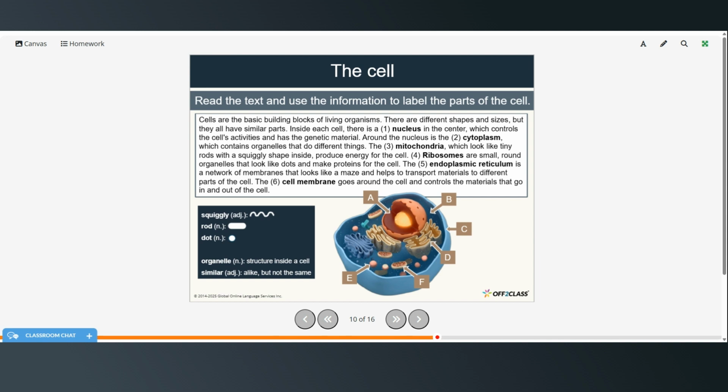The mitochondria, which look like tiny rods with a squiggly shape inside, produce energy for the cell. Ribosomes are small, round organelles that look like dots and make proteins for the cell. The endoplasmic reticulum is a network of membranes that looks like a maze and helps to transport materials to different parts of the cell. And the cell membrane goes around the cell and controls the materials that go in and out of the cell.